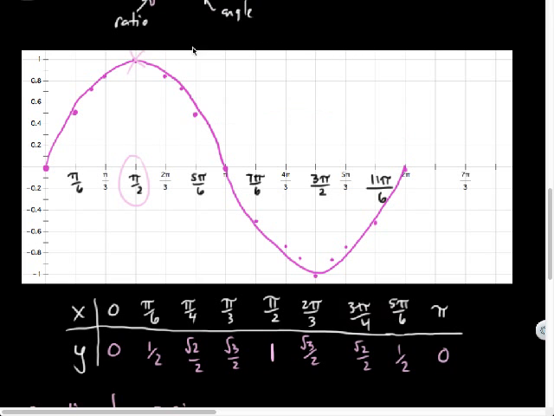The period is 2 pi. So if I add 2 pi to this, I'd hit another maximum. If I add 4 pi to it, it'd give me another maximum, or 6 pi. Or if I subtract 2 pi from that, I'd land at another maximum.